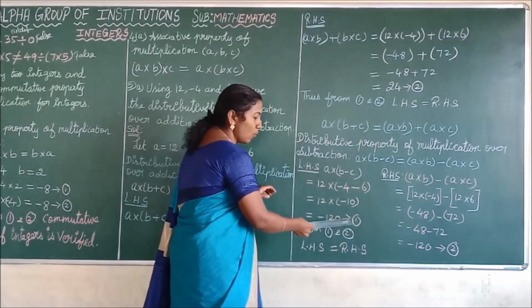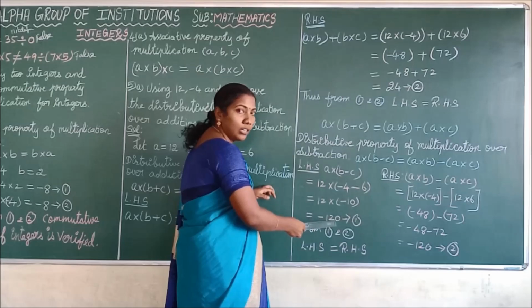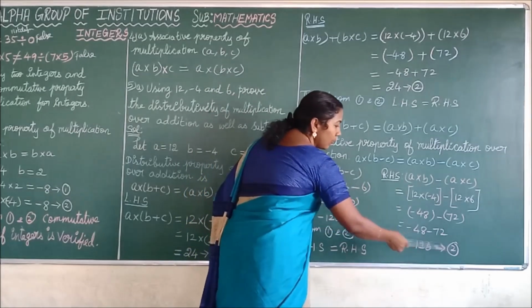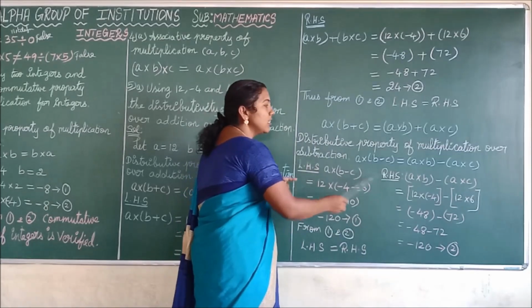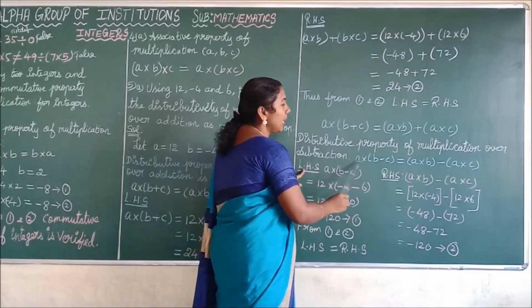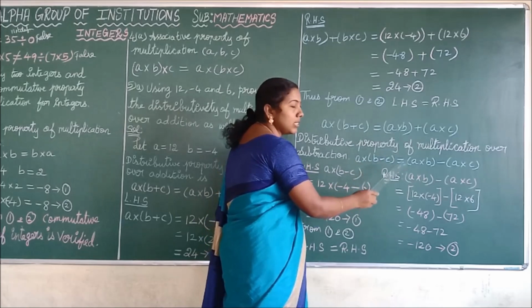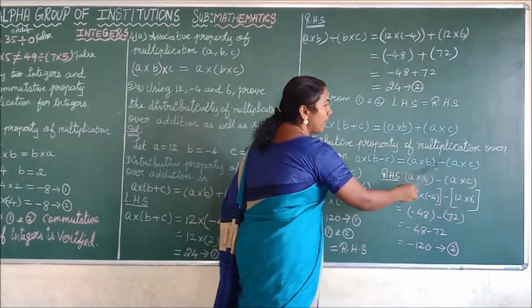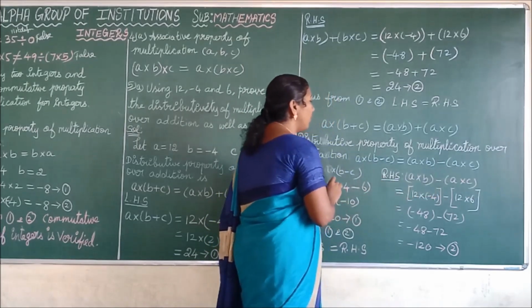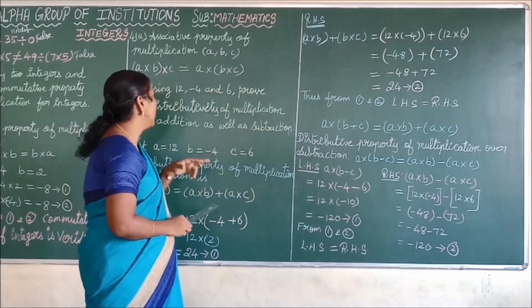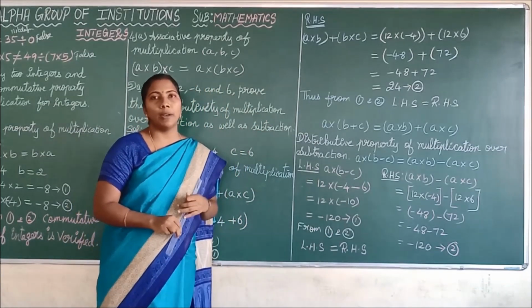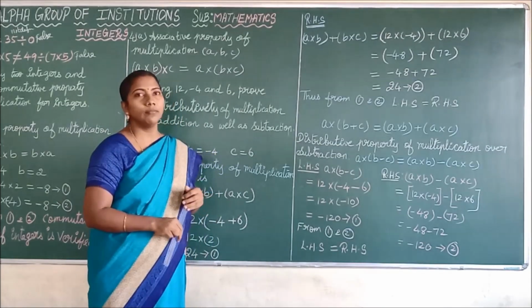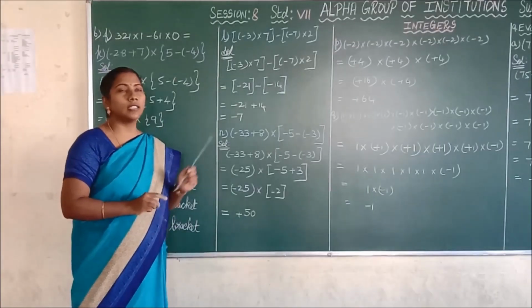See, in equation 1 we have minus 120. In equation 2 also you have the same answer. Thus from 1 and 2 we can conclude that LHS equals RHS. Thus A into (B minus C) is always equal to A into B minus A into C. Thus we have verified the distributive property of multiplication of integers over addition as well as subtraction. It's clear, children? Next, children, we are going to see the sixth sum.